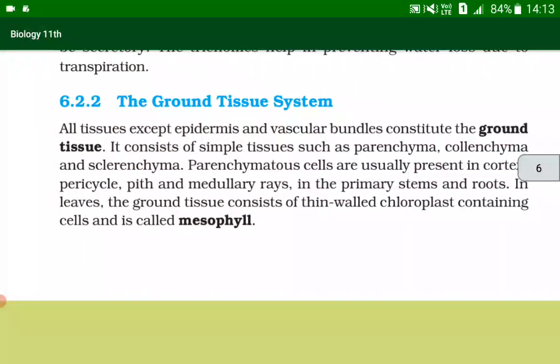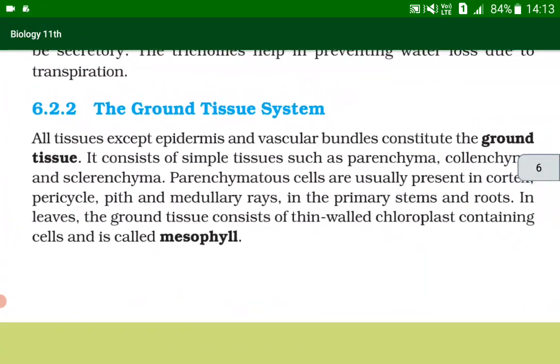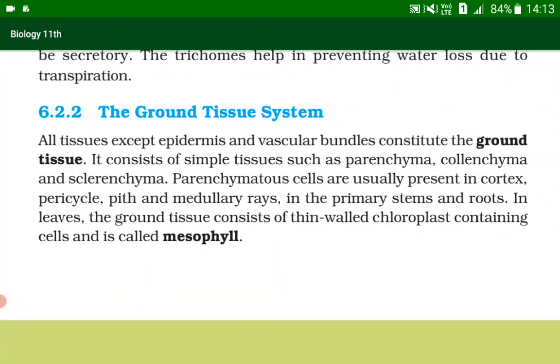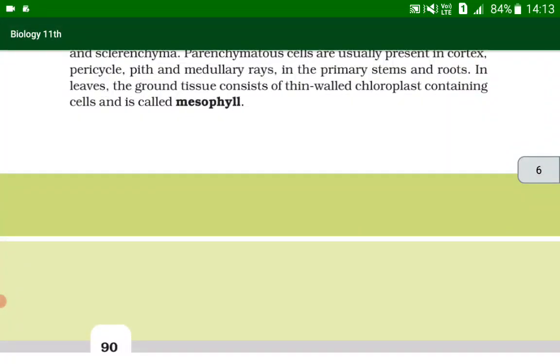6.2.2 The ground tissue system. All tissues except epidermis and the vascular bundles constitute the ground tissue. It consists of simple tissues such as parenchyma, collenchyma and sclerenchyma. Parenchymatous cells are usually present in the cortex, pericycle, pith and medullary rays, in the primary stems and roots. In leaves, the ground tissue consists of thin-walled chloroplast-containing cells and is called mesophyll.